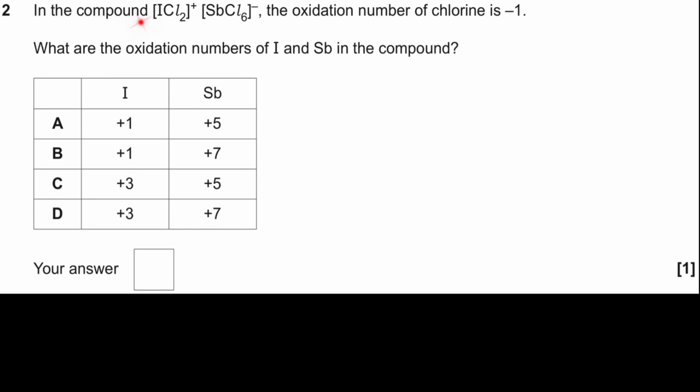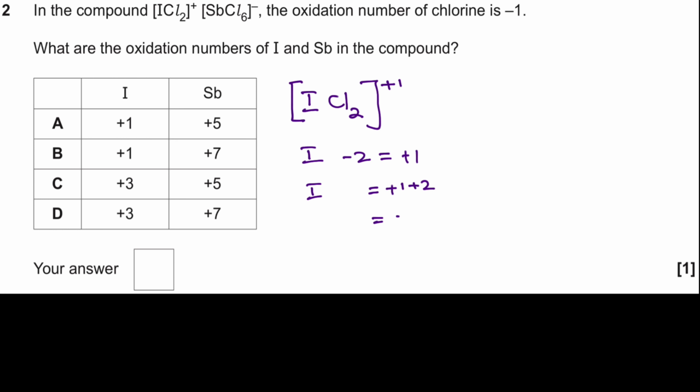Question number 2. In the compound iodine chloride plus and antimony chloride 6 minus, the oxidation number of chlorine is -1. What are the oxidation numbers of iodine and antimony in the compound? So for the first compound, ICl2, the overall charge is +1. The +1 equals I plus (-1 times 2), which is -2, therefore iodine will be +1 +2, adding 2 to both sides, and therefore it will be +3. Iodine is +3 in this case.